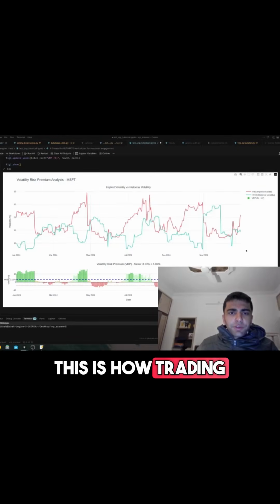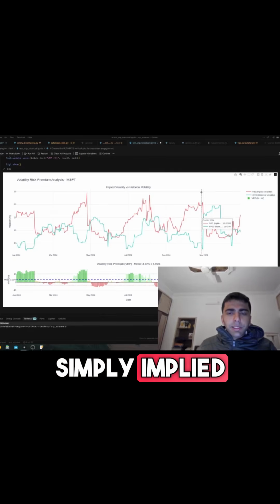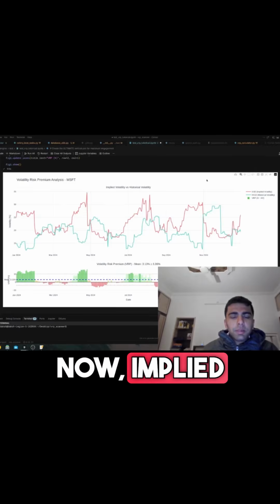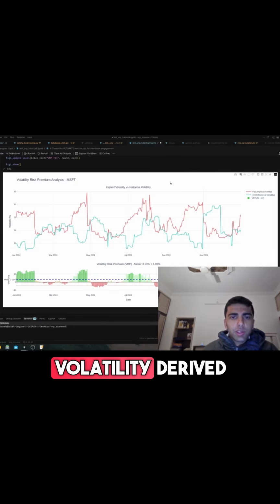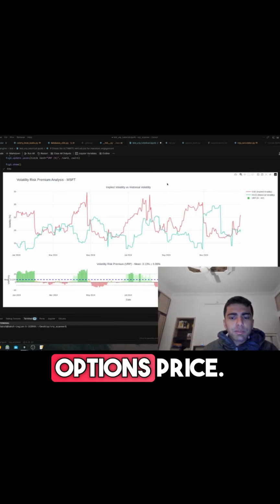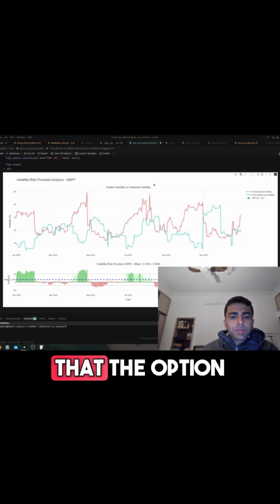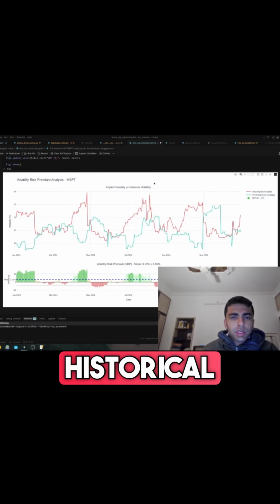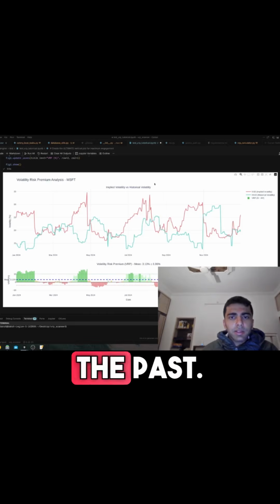This is how trading firms sell options using the volatility risk premium. Volatility risk premium, or VRP, is simply implied volatility subtracted by historical volatility. Now, implied volatility is the market's expectation of an asset's future volatility derived from its options price. Basically, it's the volatility levels that the options prices are implying, and realized volatility, or historical volatility, is the actual observed volatility of an asset in the past.